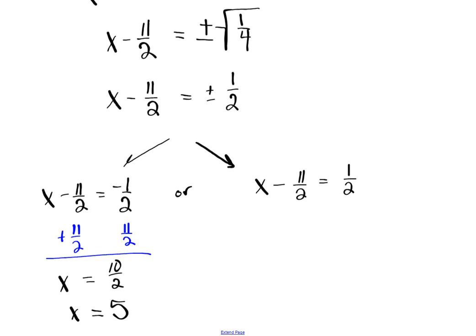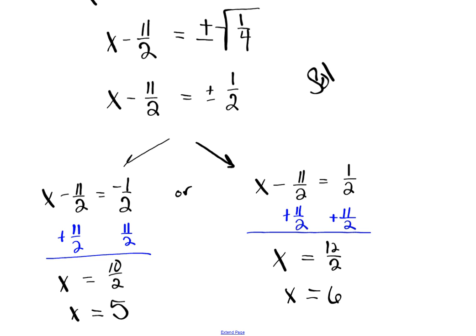Now on this other one, add 11 over 2 to both sides. What are you going to get? You're going to get x equals 12 over 2, which just happens to be 6. So my two solutions here are x equals 5 or x equals 6.